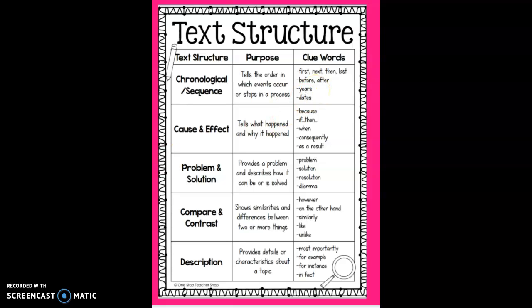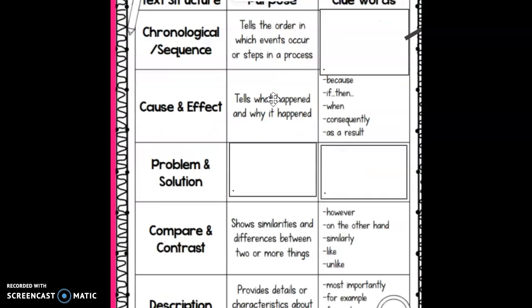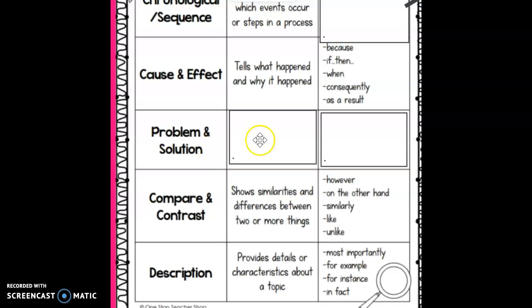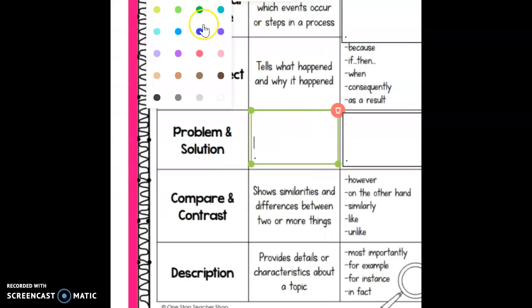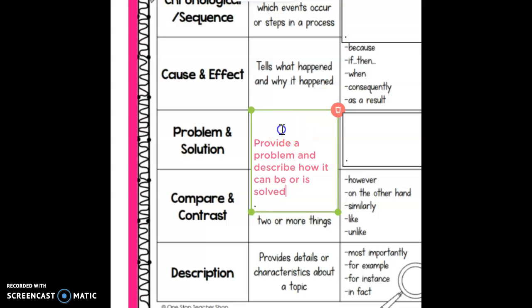Let's go ahead and begin with problem and solution. As we're going through writing the purpose and the clue words, please follow along on your class kick with me. So the purpose, the reason an author would write a problem and solution text, would be to provide a problem and describe how it can be or is solved. Go ahead and pause the video if you need to type this out.